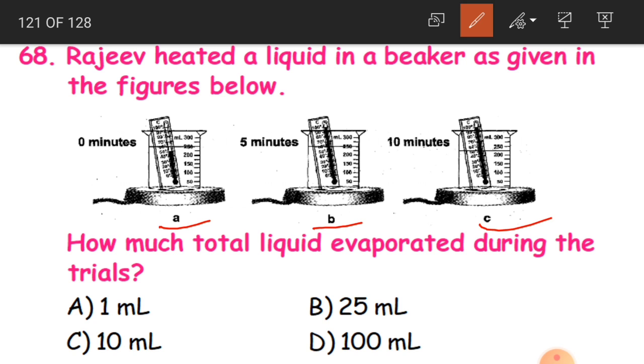So they wanted to do some experiments. When you keep these three liquids taking equal amount of water, and keeping it under same amount of room temperature, how much total liquid is going to evaporate? Is it 1 ml, 10 ml, 25 ml or 100 ml? Here you can see this, children. At 0 minutes the margin was shown here. At 5 minutes the reading was here, and after 10 minutes it has reduced a bit. And how much? Around 25 ml. Okay, 25 ml is the correct answer.